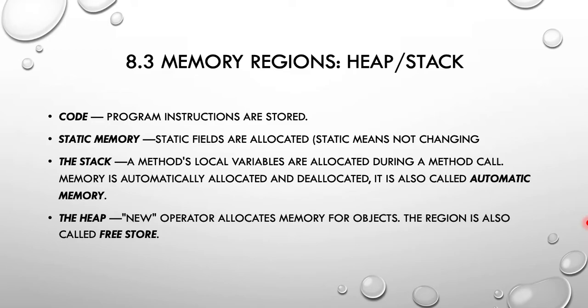Next is stack, where variables are located during a method call, and this is also automatically allocated and deallocated in the memory. And last we have the heap. This is basically the new operator. Okay, it allocates memory for the object, right? Or called free store.